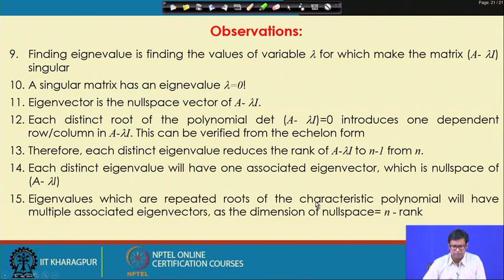Eigenvalues which are repeated roots of the characteristic polynomial will have multiple associated eigenvectors, because they will introduce more 0 pivots. So, the rank of the matrix will reduce by more than 1, and the dimension of the null space will be n minus rank, which is more than 1. So, there will be multiple associated eigenvectors, and this idea is called geometric multiplicity of eigenvectors, that with repeated roots of the polynomial we get multiple eigenvectors associated with these roots.